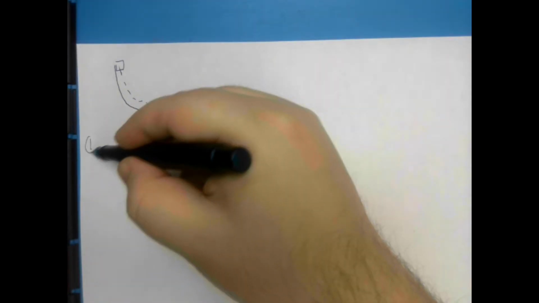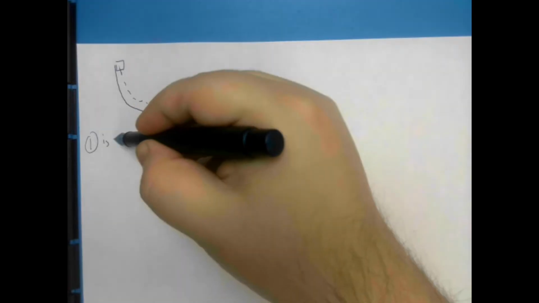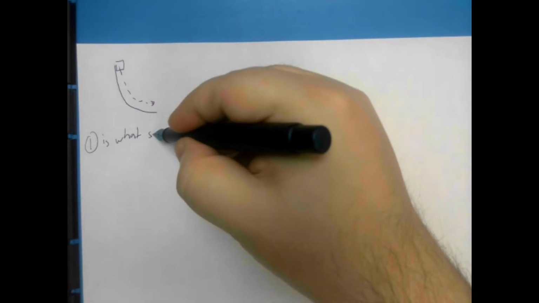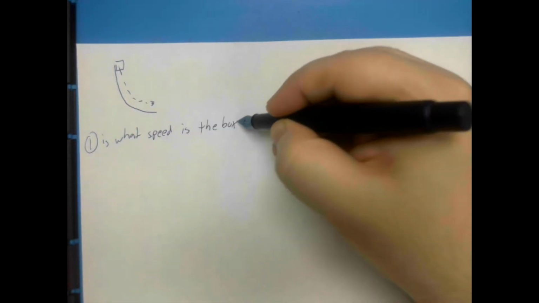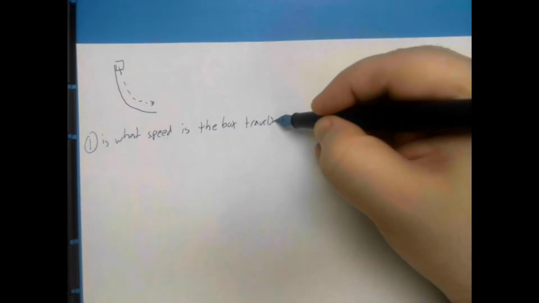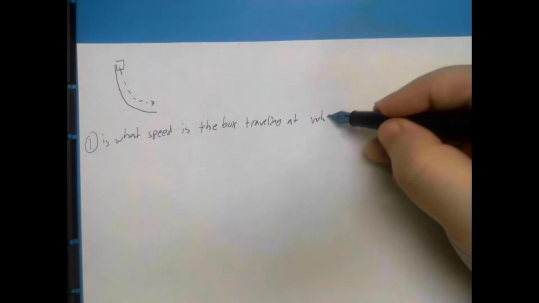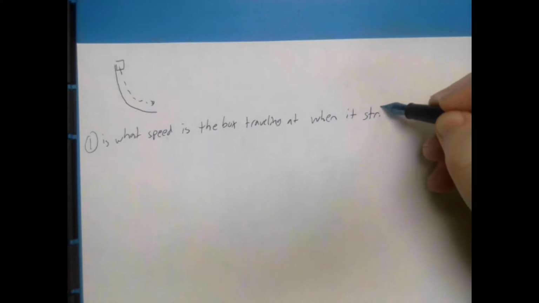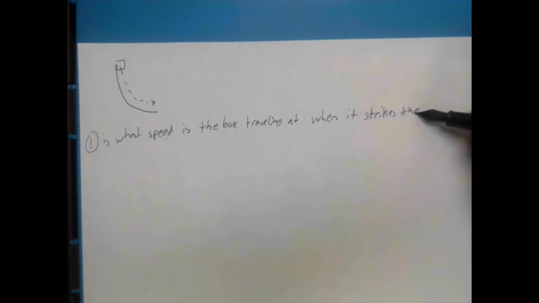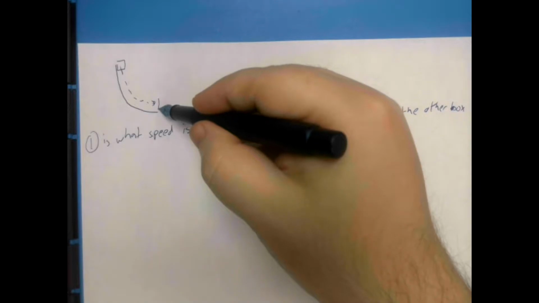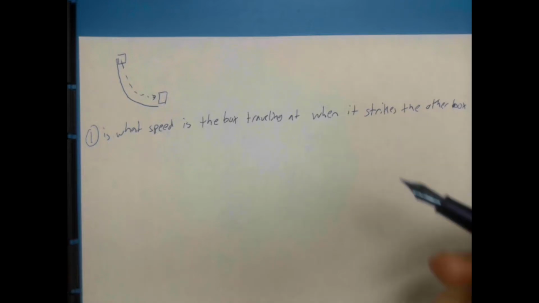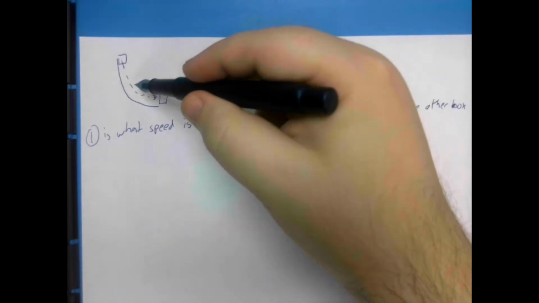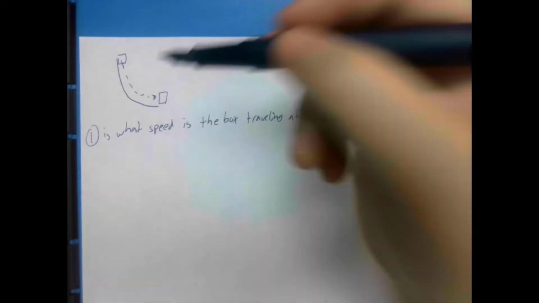The first thing we need to solve for is what speed is the box traveling at when it strikes the other box. So it's going to come down here and strike this box. We can use conservation of energy. The energy before has to stay constant, so it'll be equal to the final energy down below.